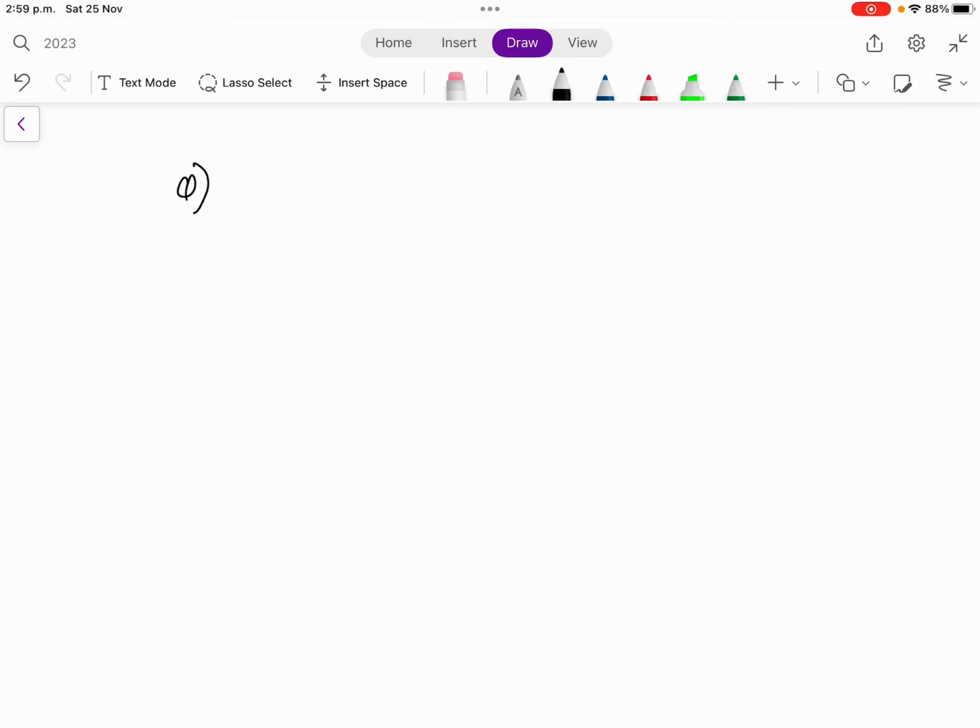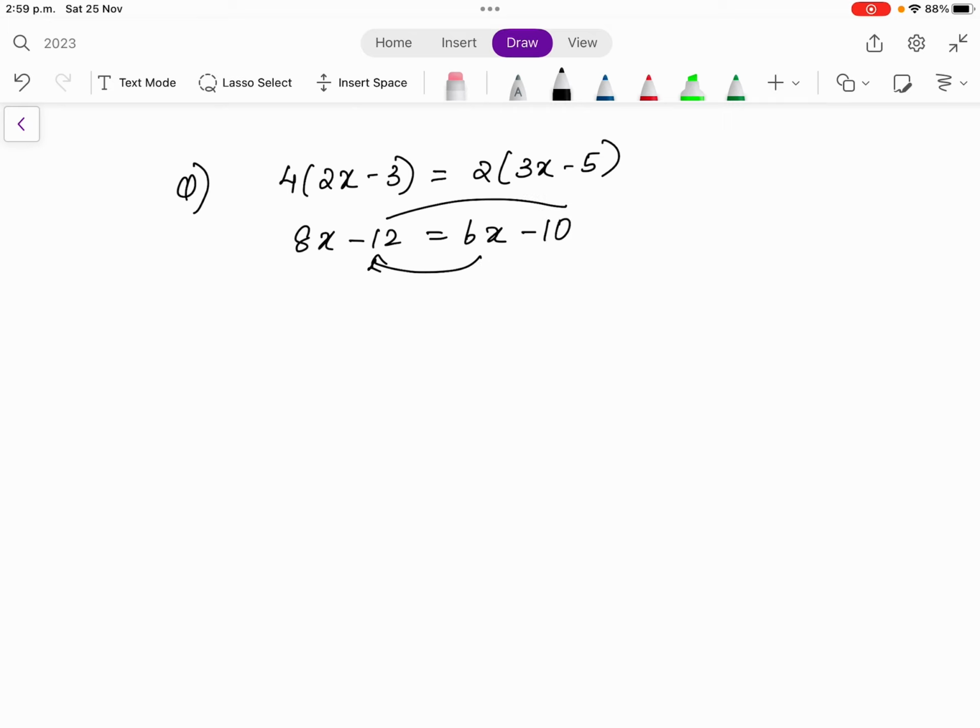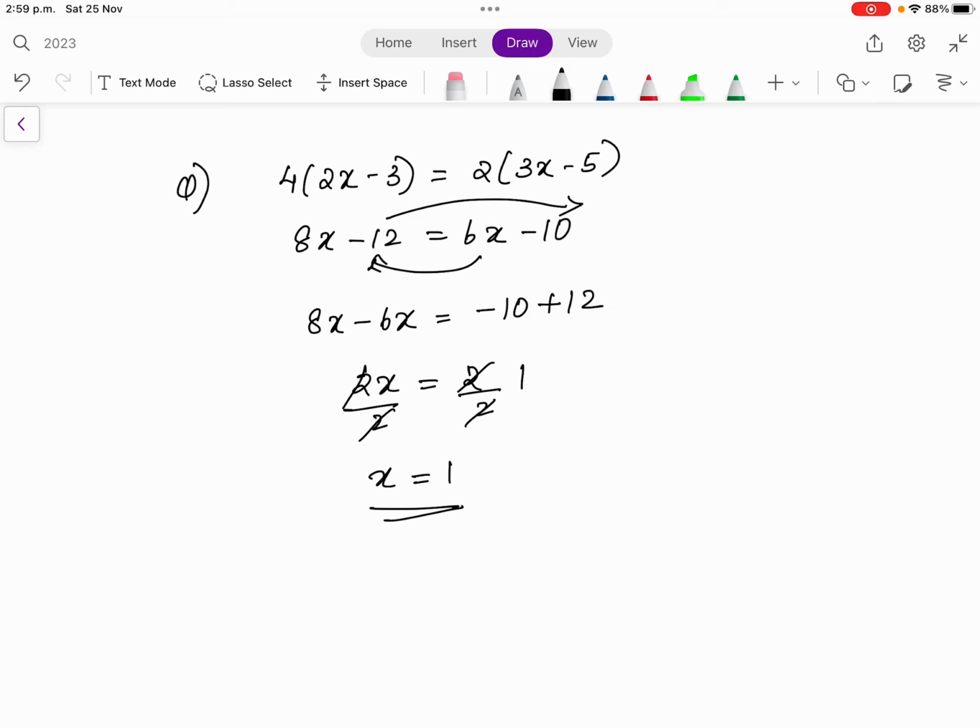Okay, let's see how we'll solve the equation when you have brackets. So we have learned how to simplify the brackets. So let's simplify this and then move it around. So it is like 8x minus 12, which is equal to 6x minus 10. Now you bring this number to this side and this number to this side. So it is 8x minus 6x is equal to minus 10 plus 12. 8x minus 6x is 2x, is equal to 2. Divide by 2. This 2 gets cancelled, this 2 gets cancelled, it becomes 1. So x is equal to 1.